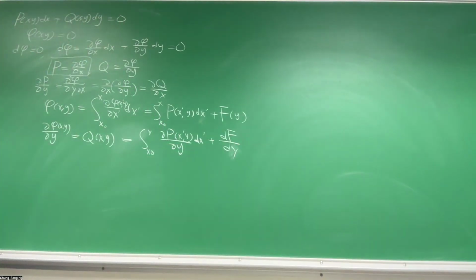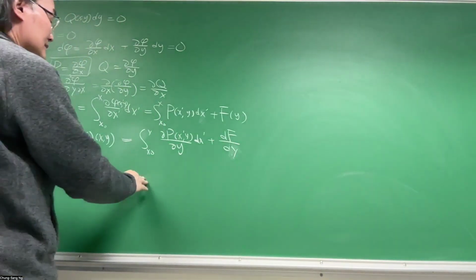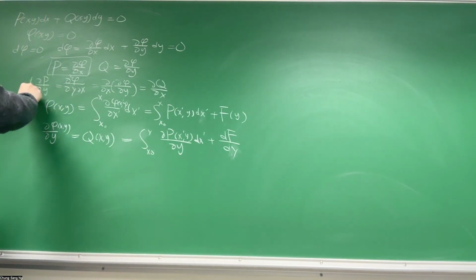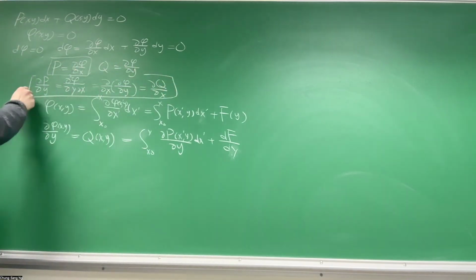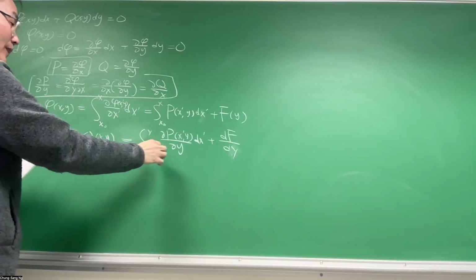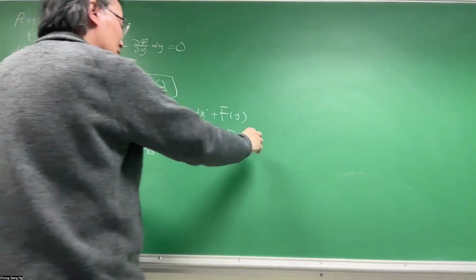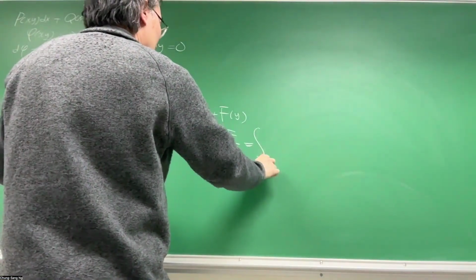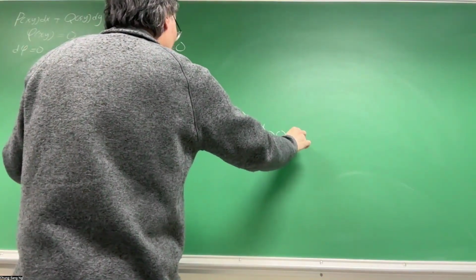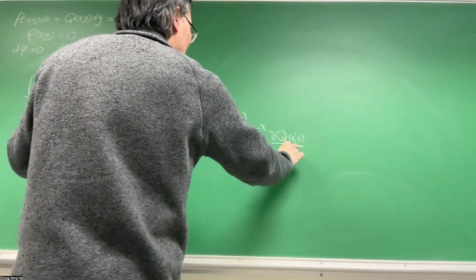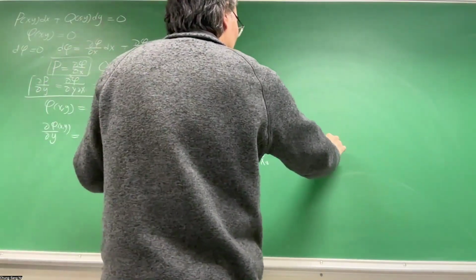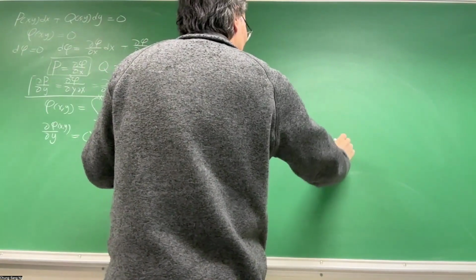Okay, and now you can use this condition. Partial p partial y is partial q partial x, right? So this is the integral of partial q partial x' dx', plus df dy.